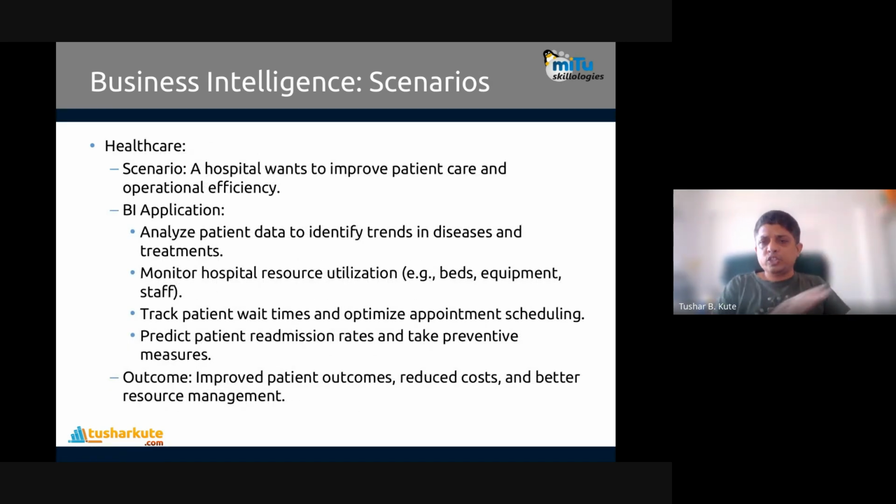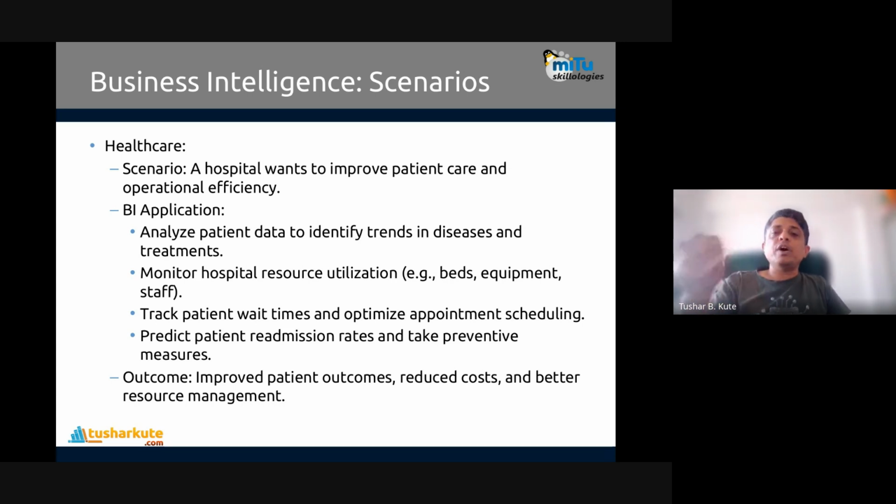Next, healthcare. Whatever we have seen so far are the managerial processes. Now let's go to the actual work areas where BI tools can be applied. Let's talk about healthcare, one of the primary areas that has gained the highest importance in the last few years. What does healthcare want? Hospitals want to improve patient care and the operational efficiency of their entire process. Definitely, that is their final aim.